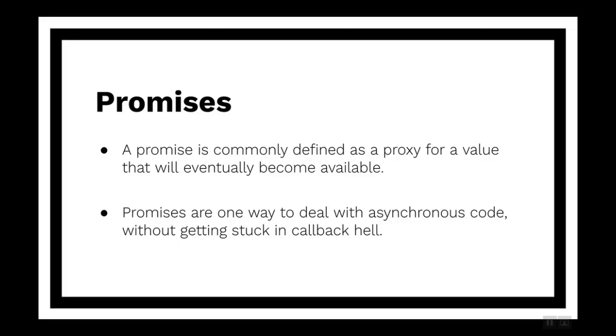A promise is commonly defined as a proxy for a value that will eventually become available. So imagine you're a kid and your dad promises you that he will take you camping next week. So now you don't know if he'll go camping. Your dad can take you camping, or he might not take you camping because he might be busy, right? So that's a promise. A promise has 3 states.